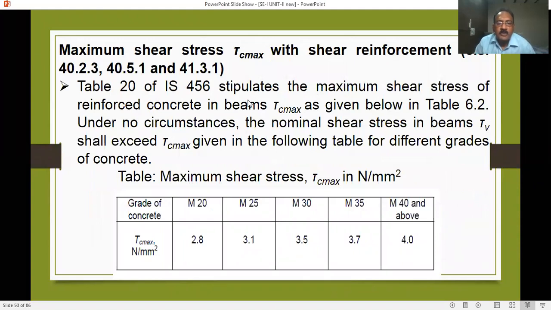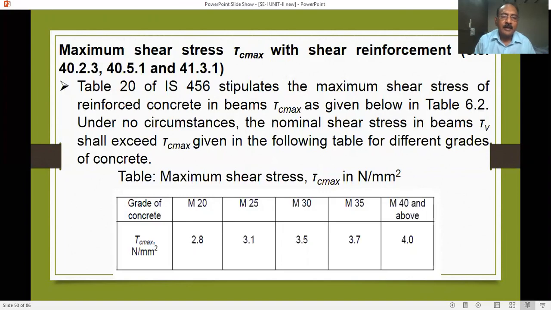And maximum shear, tau c max, whatever it may be, irrespective of your tau c, tau v. See, the question in GATE or competitive examination, they will ask you what is the tau c max for M25. That's all. And you will be given other data also. If you see other data, the problem is different and difficult.